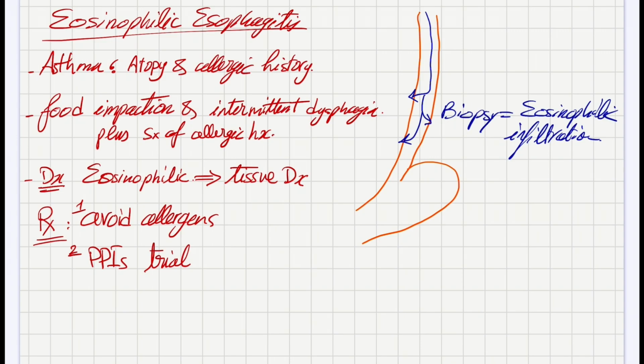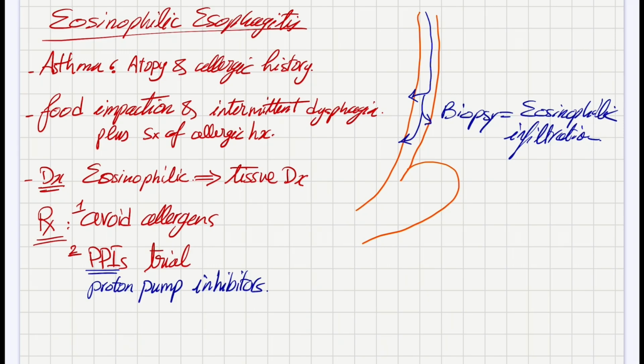For the treatment, avoid allergens, of course, and any food allergy that are contributing to the symptoms. The PPI trial, GERD can cause eosinophilic infiltration. So in cases of GERD, we need to rule it out first. So we give proton pump inhibitor trial first to see if any symptoms improvement. If not, then it is less likely to be GERD, and we attribute the eosinophilic infiltrates to eosinophilic esophagitis.